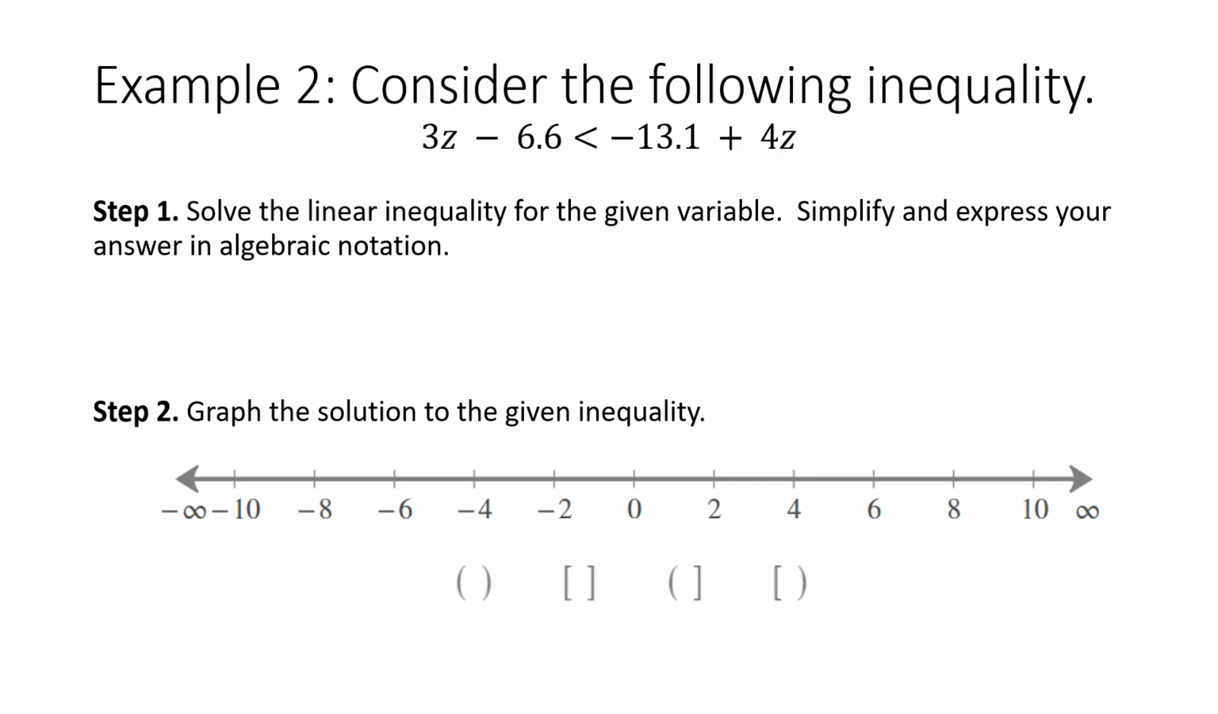Example 2, consider the following inequality: 3z minus 6.6 is less than negative 13.1 plus 4z. Step 1, solve the linear inequality for the given variable. Simplify and express your answer in algebraic notation.